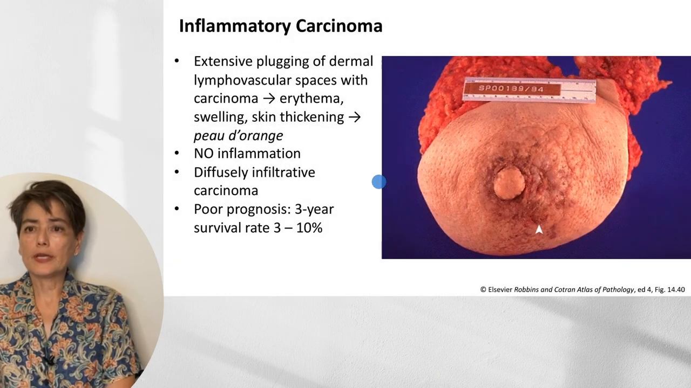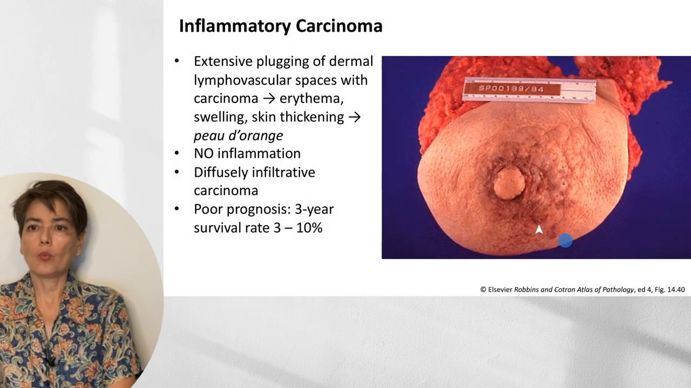So here we're looking at an example of a mastectomy with inflammatory carcinoma. And you can see here that the skin appears roughened. Often it is erythematous and swollen and has thickening, which is referred to as looking like an orange skin or peau d'orange. And what causes this appearance is that we've got extensive plugging of our dermal lymphatic spaces with carcinoma. And because we get swelling, the lymph cannot leave, and it's pulling against Cooper's ligaments, so it has this sort of roughened appearance.